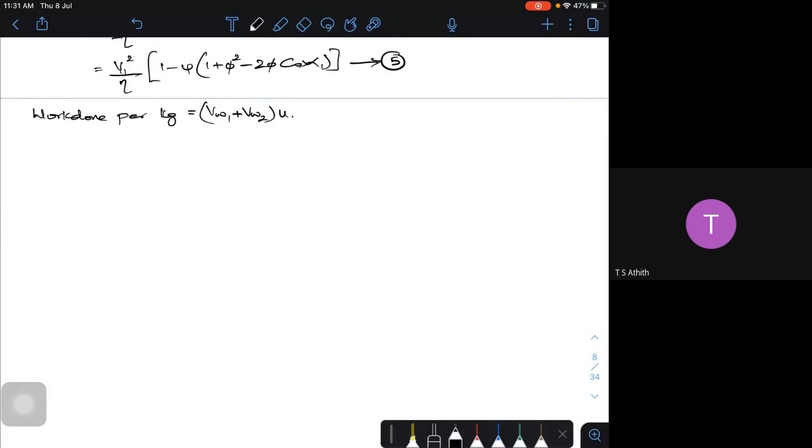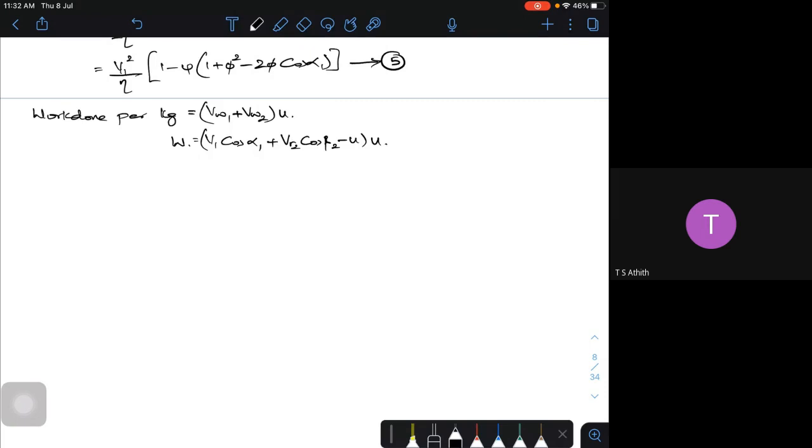So every time we will write VW1 is equal to V1 cos alpha 1, VW2 is equal to VR2 cos beta 2 minus U. We need not write the same because those are from your velocity triangles. I'm going to use it actually, so I don't want to write it again. So this will be V1 cos alpha 1, and VW2 is equal to VR2 cos beta 2 minus U, into U. So this is your work done.